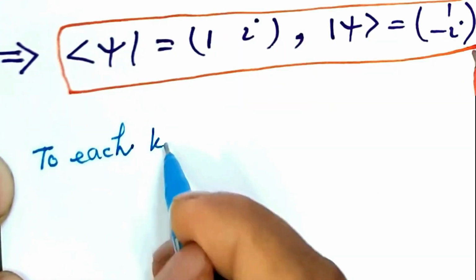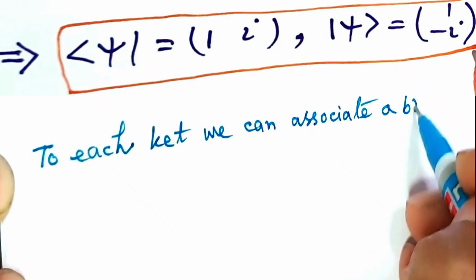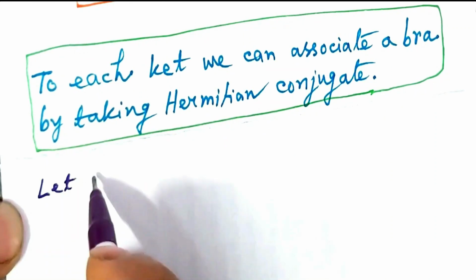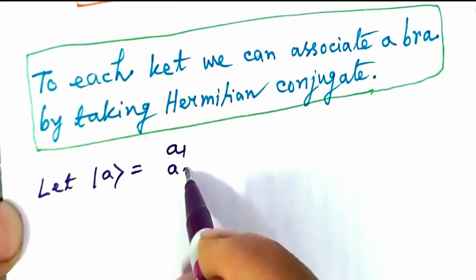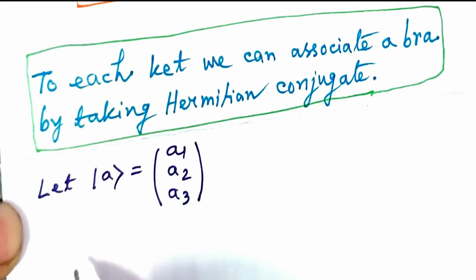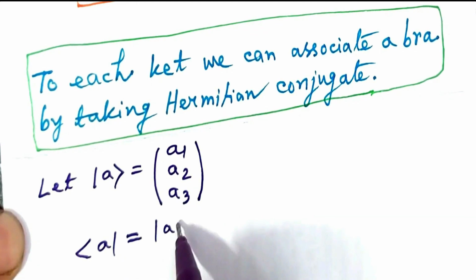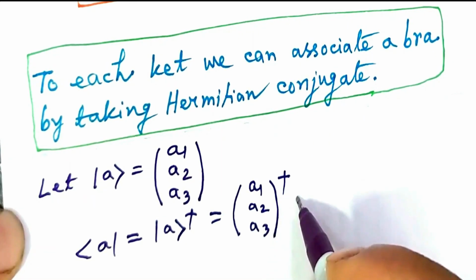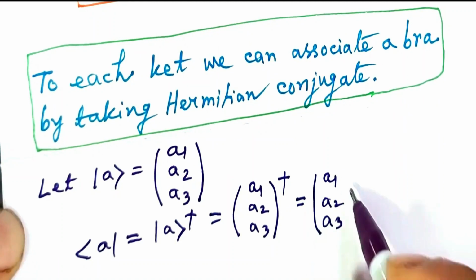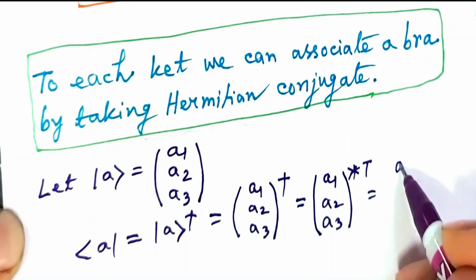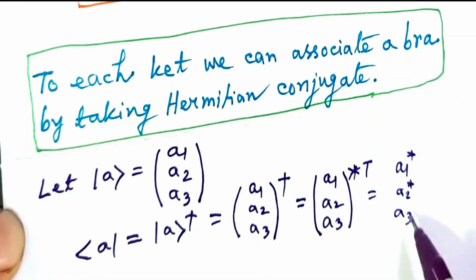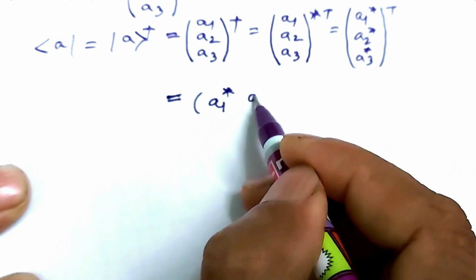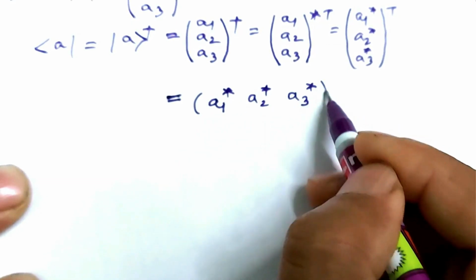We can thus state that to each ket we can associate a bra by taking Hermitian conjugate. Let ket A be the 3 cross 1 column matrix A1, A2, A3. Then bra A will be ket A dagger, that is dagger of the column matrix A1, A2, A3, or star transpose of A1, A2, A3. Taking complex conjugate gives A1 star, A2 star, A3 star transpose, and taking transpose we get the row matrix A1 star, A2 star, A3 star.